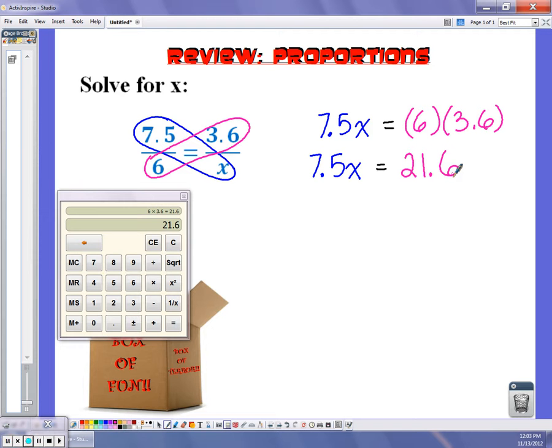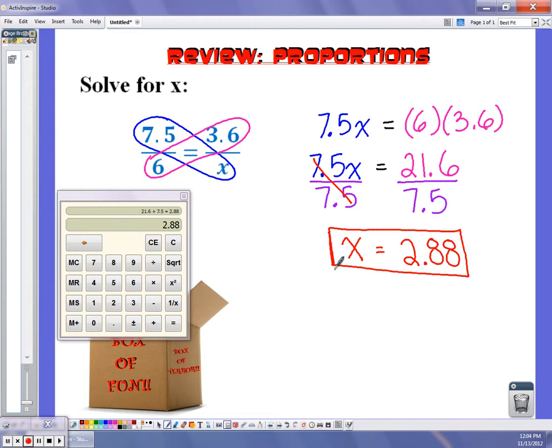Now in order to get x by itself, I have 7.5 times x. So to get rid of that 7.5, I'm going to do the opposite. The inverse operation is to divide. And what I do on one side, I can do to the other. Now my 7.5s on the left will cancel each other out. I'm left with x. And now I just need to do 21.6 divided by 7.5. And that's going to give us 2.88. So x is equal to 2.88.